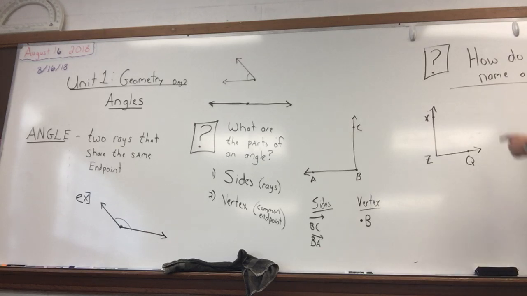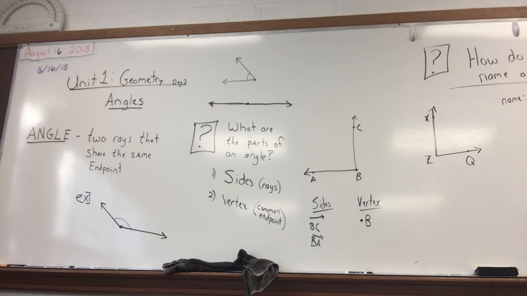Z. So for a name for this one, you're going to have to use some kind of notation. The notation is that gator mouth. I'm going to say angle Z. That's one way to name a single angle. If there's only 1 angle, I can name it by the vertex. There are also multiple other ways to name it. When we name angles, usually we will use 3 letters. We're either using 3 letters or 1 letter.